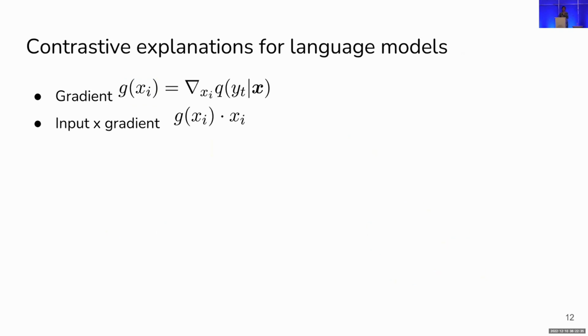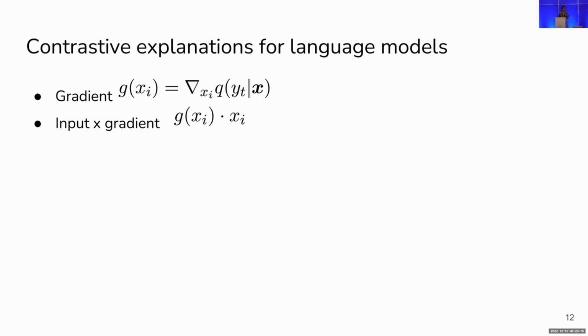Now I will talk about how we designed contrastive explanations for language models. To do so, we extended three existing feature attribution methods to the contrastive setting. Here is the definition of the original input times gradient attribution method, where we first calculate the gradient with respect to the input, where YT is the target token, X is the input sentence, and q of YT given X is the model's predicted probability of the target YT. Once we have the gradient, we simply take the dot product with the input embedding of the input token that we want to calculate the saliency for.